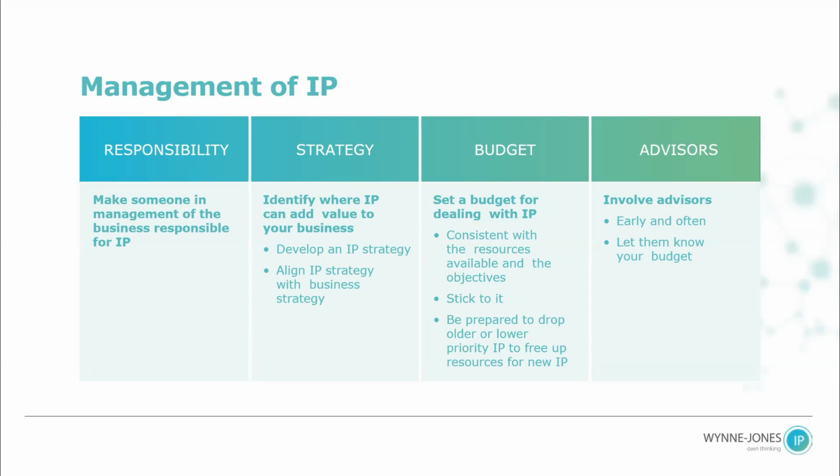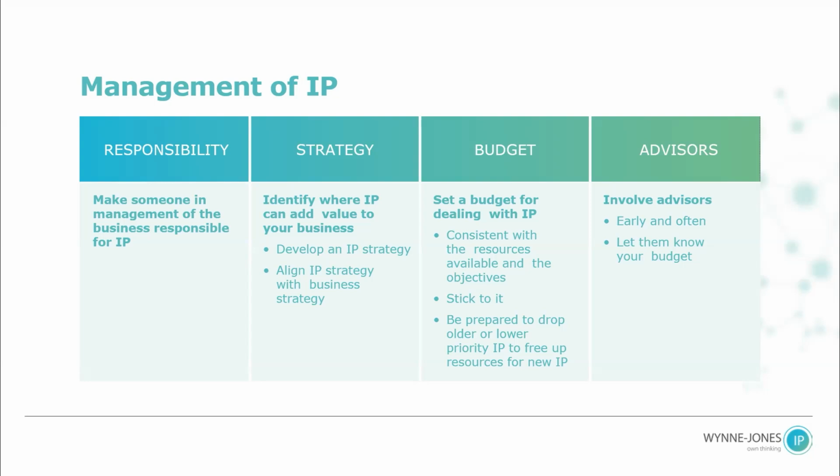But budget management in IP can be an issue because IP costs can be very high. And one of the classic ways of managing budget is to drop old things, to free up resources for new things. Hanging on to old IP that is non-productive is one of the classic problems that businesses have. And clearing out the dead wood and giving yourself some opportunity to use those resources for new things is often a good way of doing that.